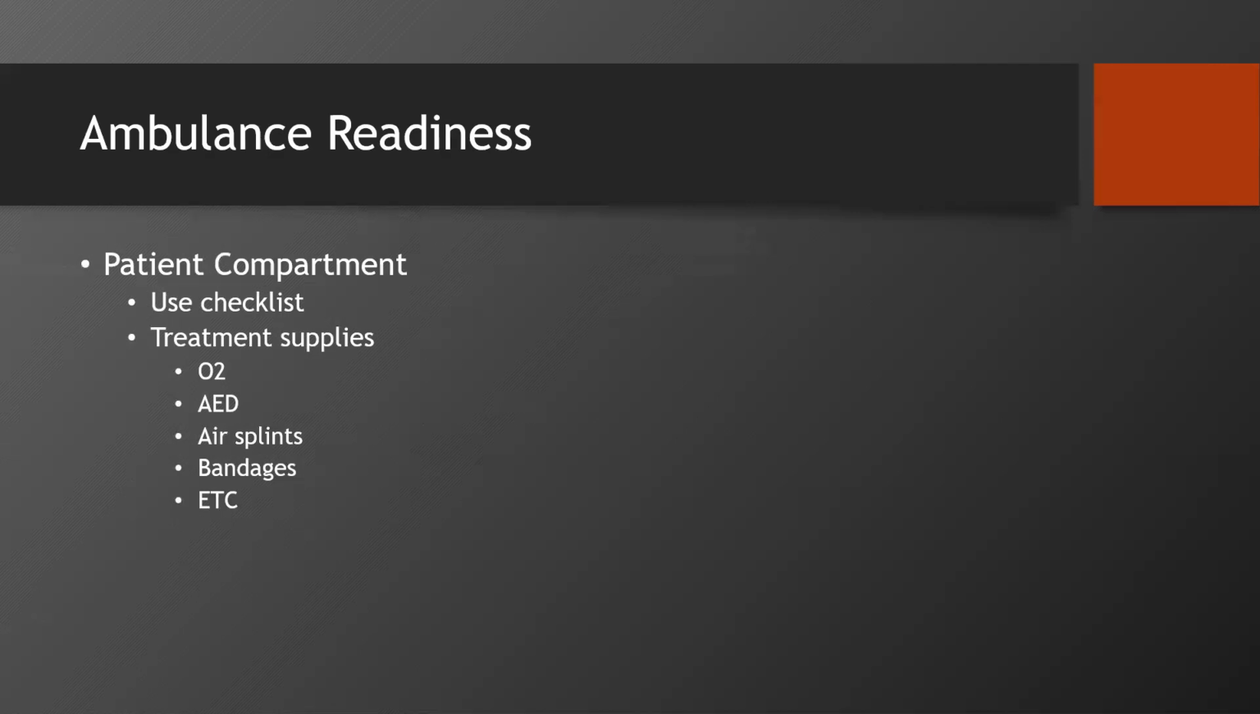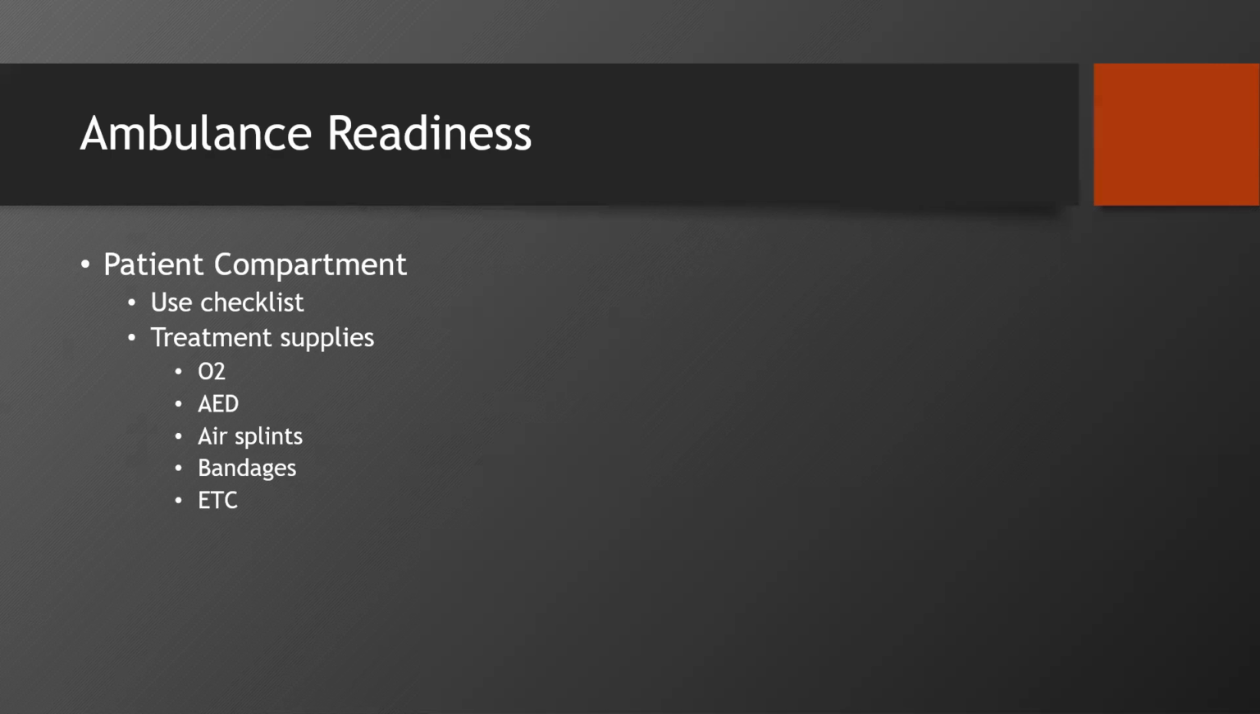Use a checklist, say weekly, daily, whatever checks you want to do. We got 24 4x4s. We got 4 adult non-rebreathers, et cetera, et cetera, et cetera. Use a checklist. Keep that checklist. Store it so that you can prove that you've been checking your ambulance all along.